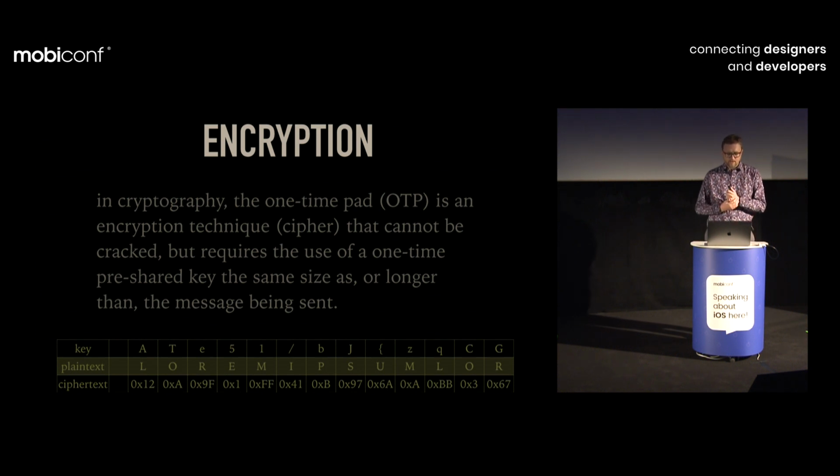What is the safest known encryption technique today? There is one, and it's more than 100 years old. It's called one-time pad. One-time pad is an encryption technique that cannot be cracked, but the problem is that it requires the use of a one-time pre-shared key the same size or longer than the message being sent.